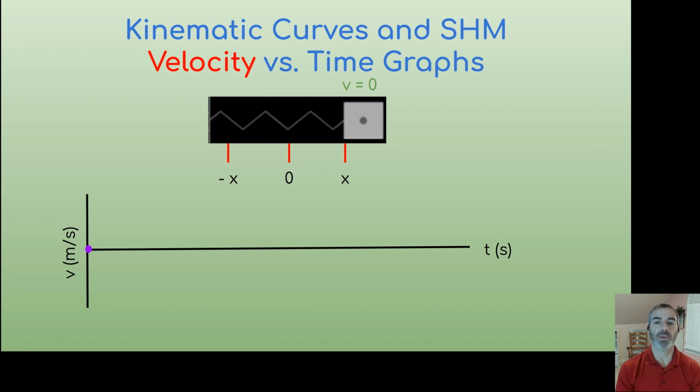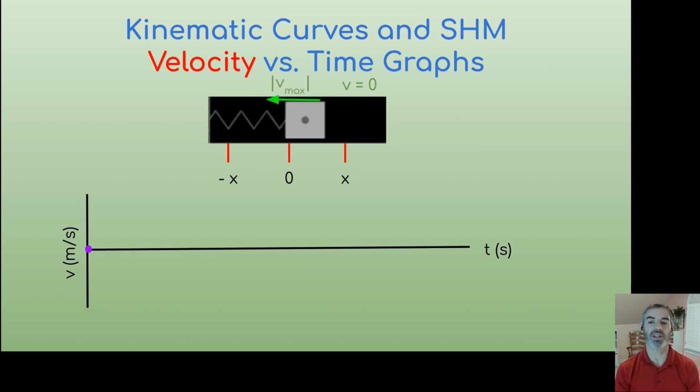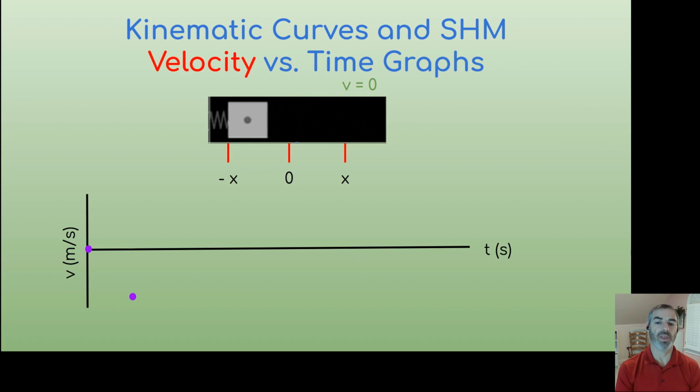Then as it moves back towards equilibrium, that's the point where we have our maximum velocity. So the absolute value of the maximum velocity, but in this case, it's moving to the left. So that means we have a negative velocity. Then, as the oscillator moves back towards negative x, at that point, the velocity is zero as well, because that's where it's changing directions again.